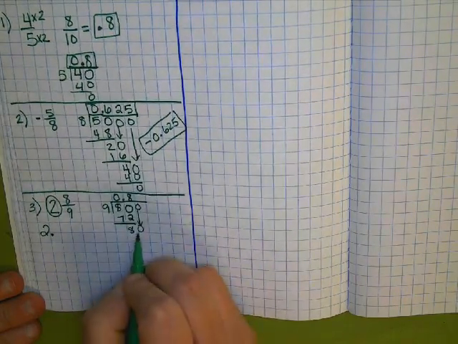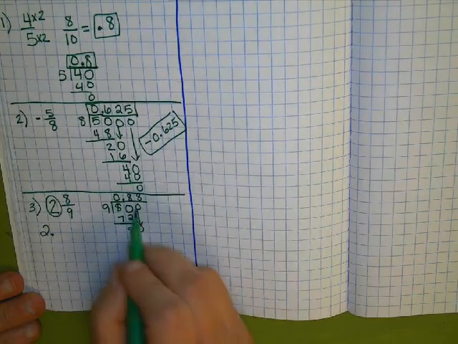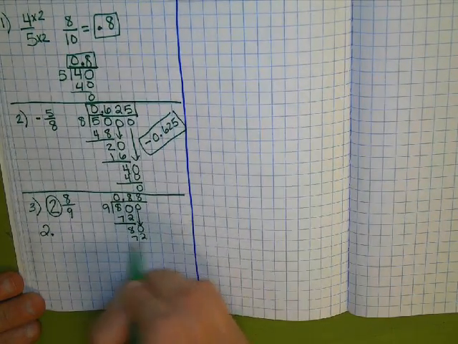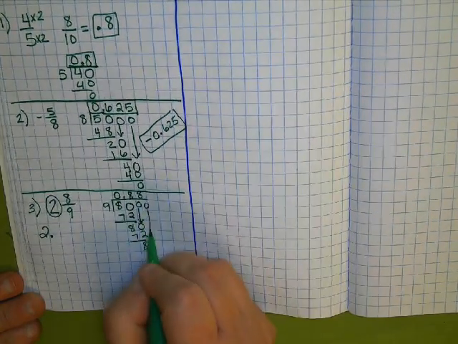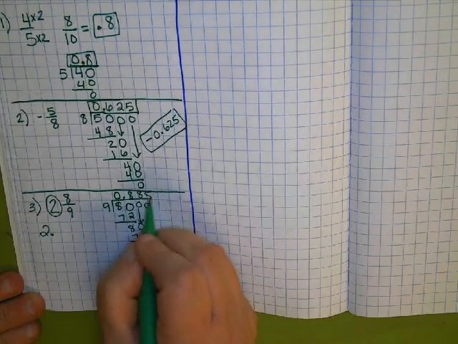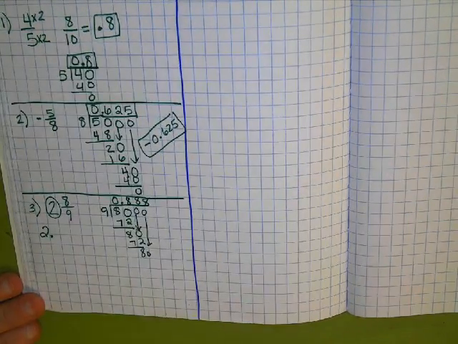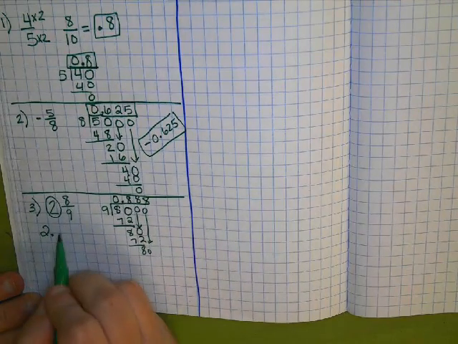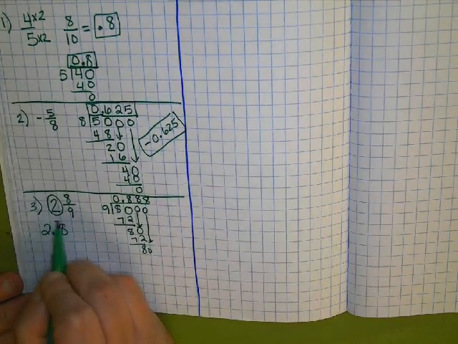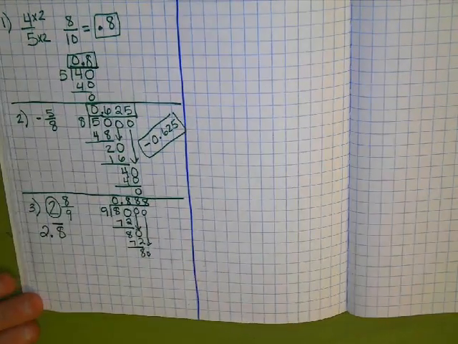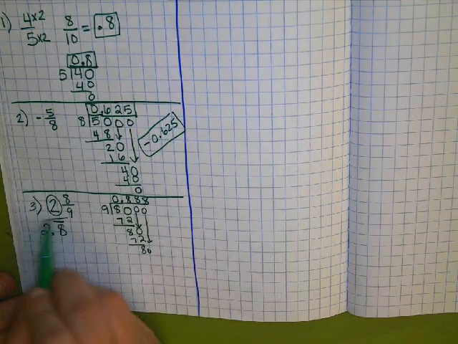Drop down a 0. 9 can go into 80 8 times. 8 times 9 is 72. Oh, I'm going to notice something. It keeps repeating. Now, we don't keep writing 8, 8, 8, 8, 8. We show this with a bar notation, just like so, over just the one number repeating.